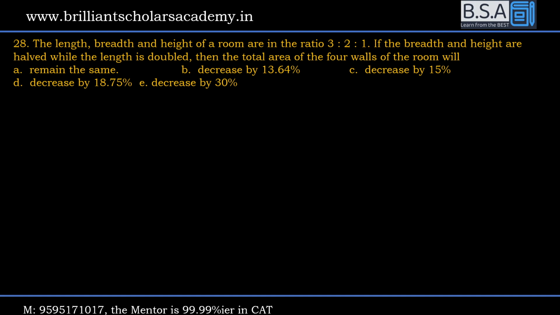Length, breadth, and height of a room are in the ratio 3:2:1. If the breadth and height are halved, length is doubled, then the total area of four walls of the room will remain same, will decrease by 13.64%, will decrease by 15%, will decrease by 18.75%, will decrease by 30%.